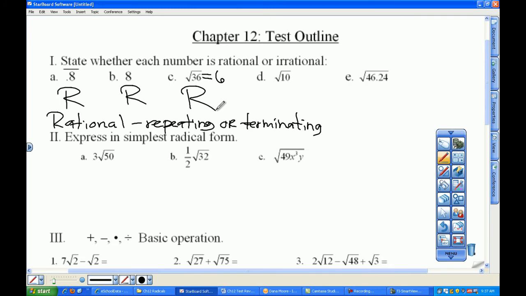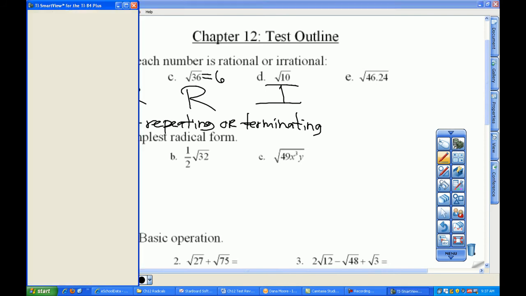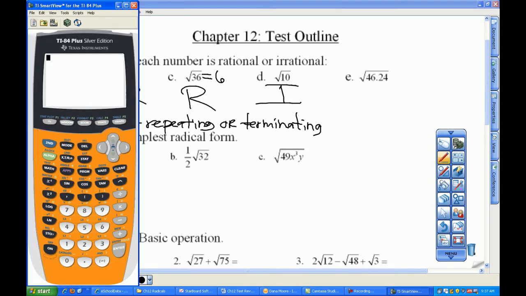Radical 10, remember that when you have radicals you cannot take the square root of, they are irrational numbers. They do not terminate. They do not repeat. Radical 10 is irrational. For the last one here, I'm suspicious.